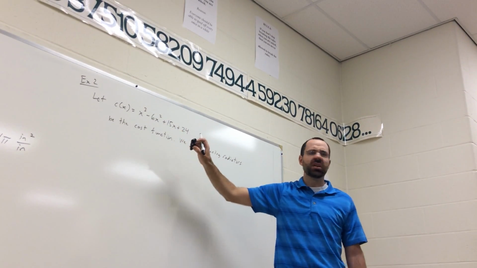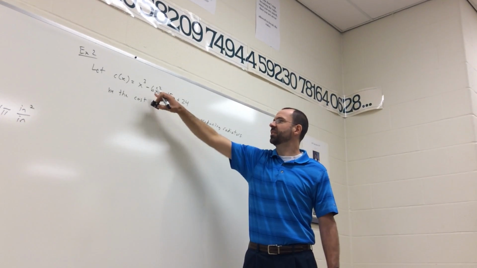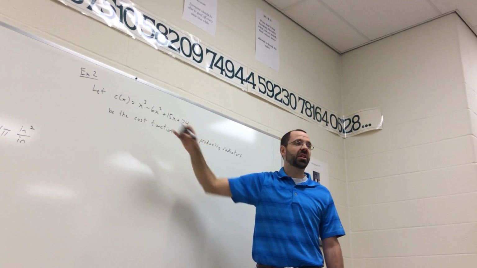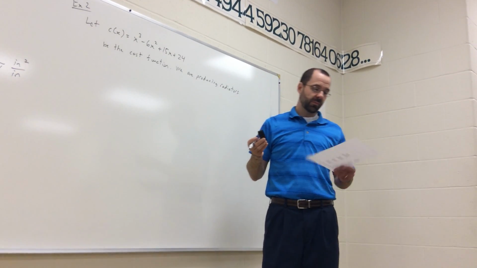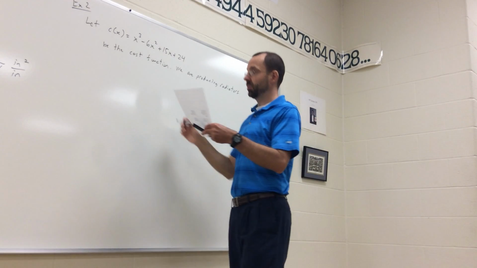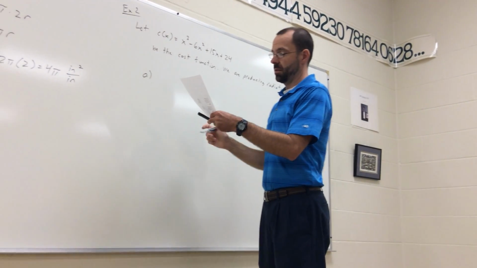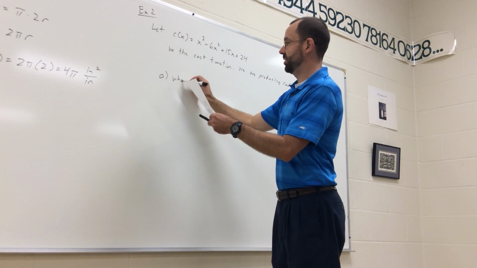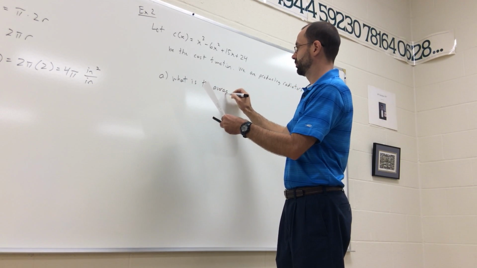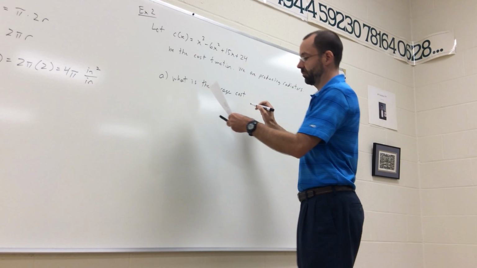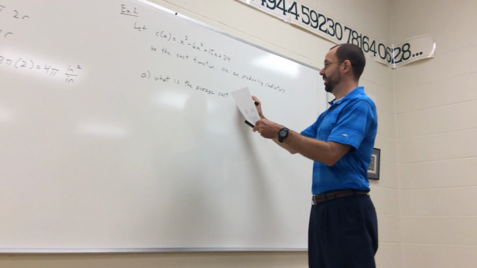C of x stands for cost, and x is how many radiators we're going to make. So for example, if we put 5 into here, this function will tell me how much it's going to cost me to make 5 radiators. Okay. So for part A, the question is, what is the average cost of producing 8 radiators?